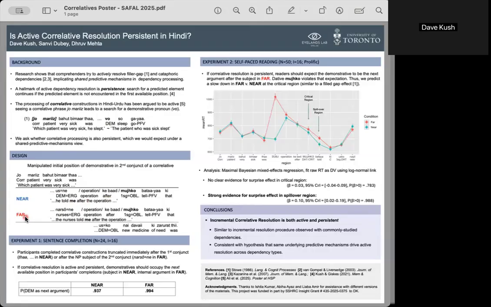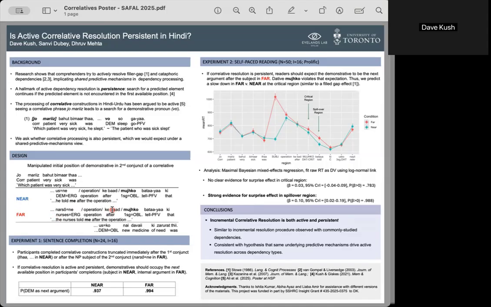In the far condition, however, we replaced the demonstrative in subject position with a lexical noun phrase, in this case, nurses, so that the expectation for a demonstrative was not met. If active correlative resolution is persistent, that should cause people to continue to look later in the sentence for the demonstrative.